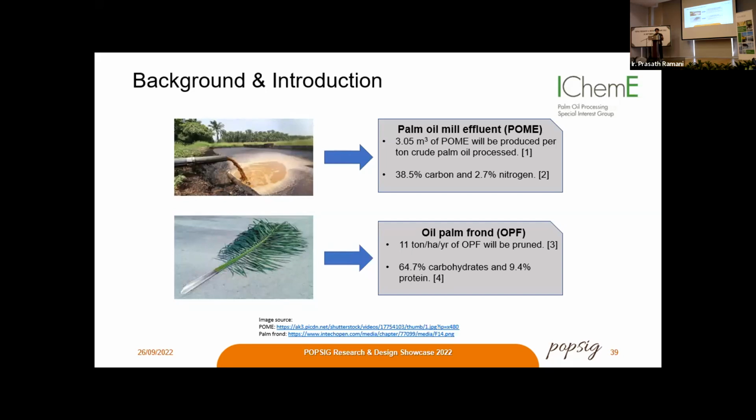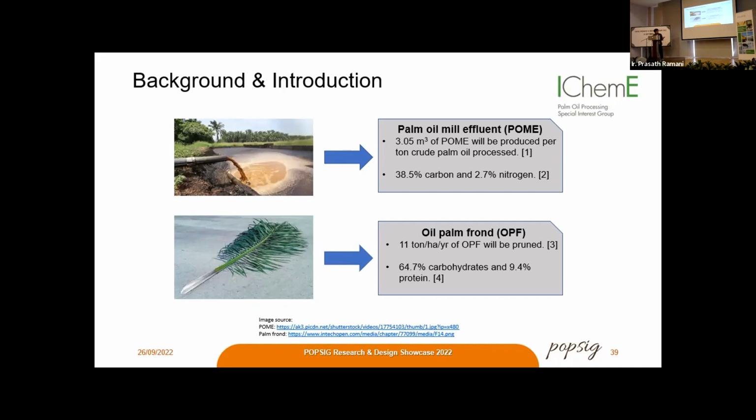So in 2021 alone, around 80 billion tons of crude palm oil, CPO, were produced, and along with the production of CPO, there were a lot of palm side streams also generated. Two of the major palm side streams include the palm oil mill effluent, POME, which is produced at the rate of 3 meters cubed per ton of CPO produced, and another major source of palm side stream is the OPF, which is produced at the rate of 11 tons per hectare per year. And due to the large volume of production, both of these wastes are usually discarded to the natural body, thus causing very severe environmental issues.